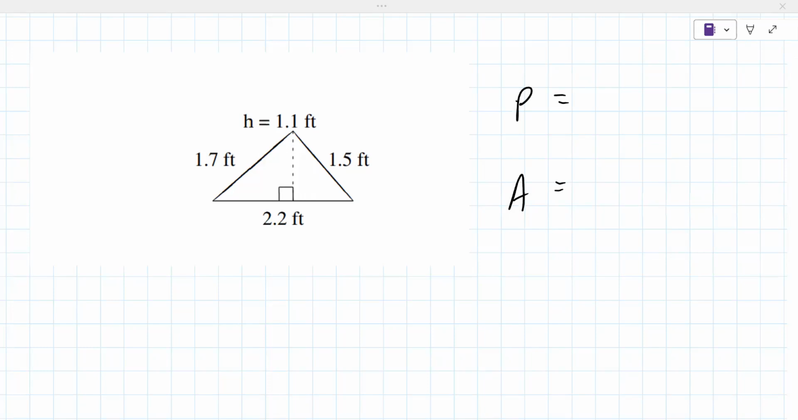I'm back if you have any questions or want to give me those answers. For the perimeter, I got 6.3 feet, and for the area, I got 1.21 feet squared. Your area is correct.